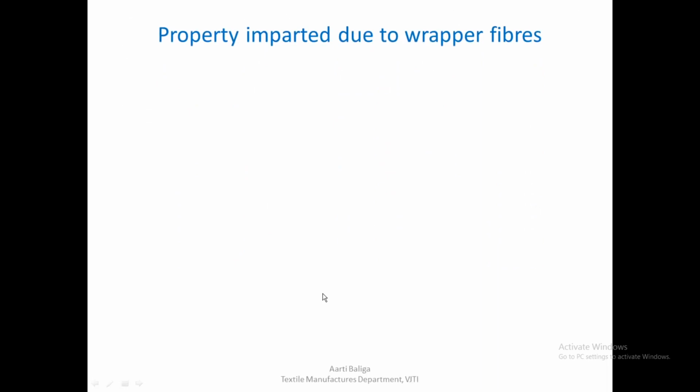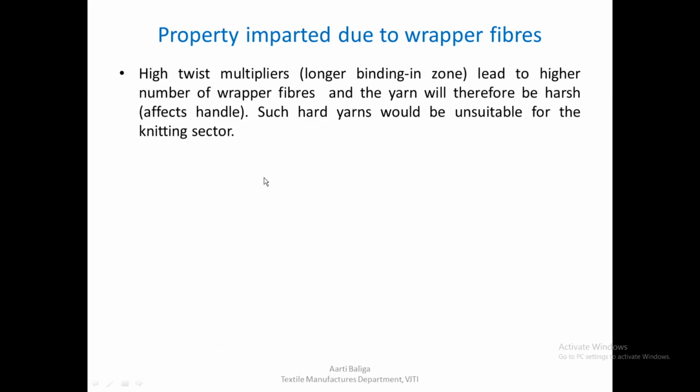Now let us see what are the properties that are imparted by these wrapper fibers. High twist multipliers. Now high twist multipliers always lead to a longer binding-in zone. This was discussed in the earlier lecture. And if your twist multipliers are high, then they lead to a higher number of wrapper fibers, and the yarn will therefore be harsh. And when you say harsh, it means that it affects the handle of the yarn. Such hard yarns would be unsuitable for the knitting sector.